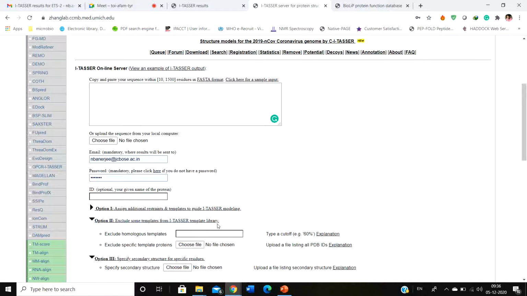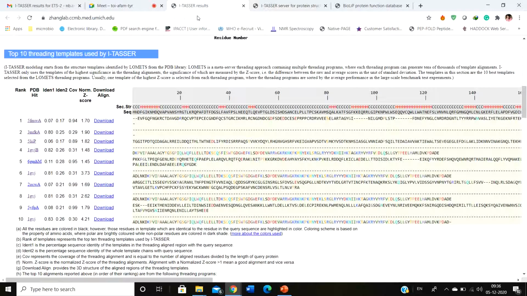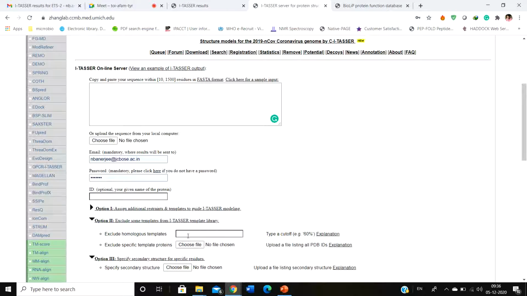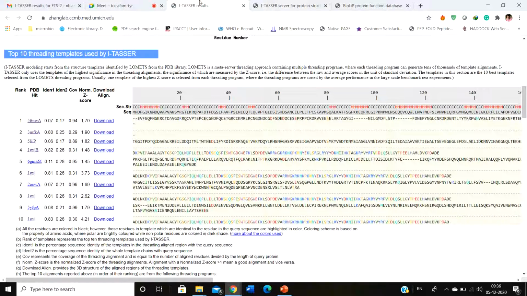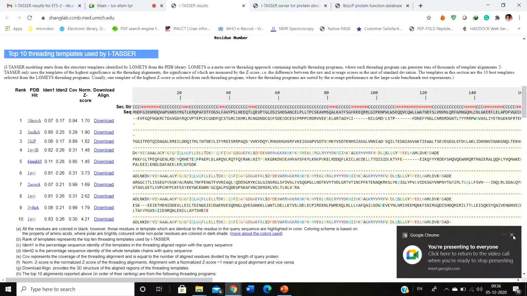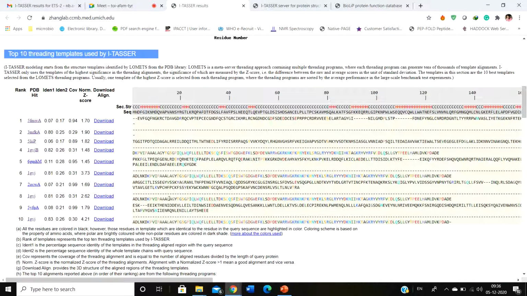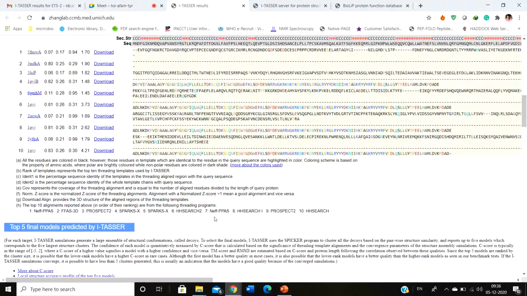Exclude some templates from the I-TASSER template library. Now suppose I'm not happy with these templates, so I'm going to write the template's name and ask it to please exclude this while deriving my structures. Okay, so that's what's going to happen.